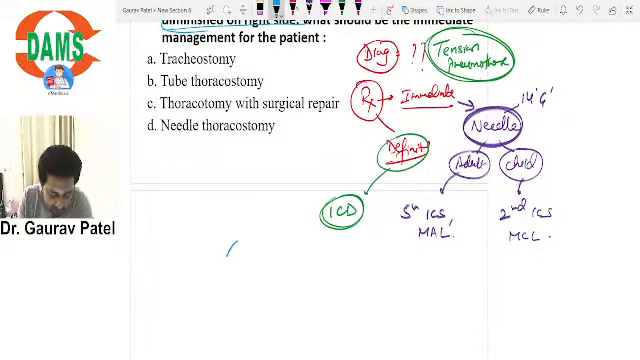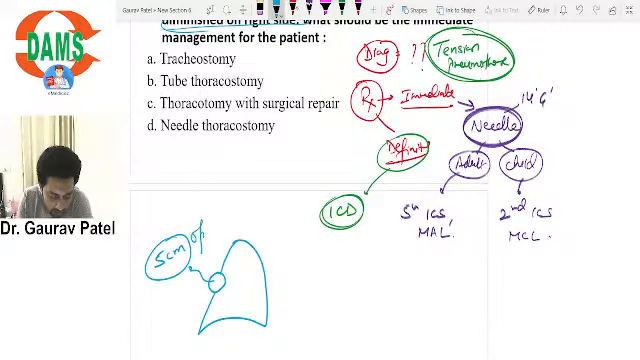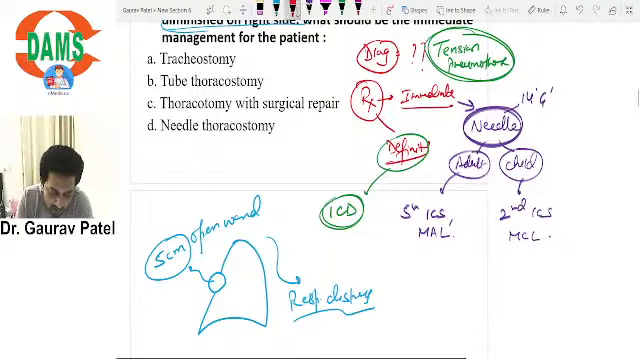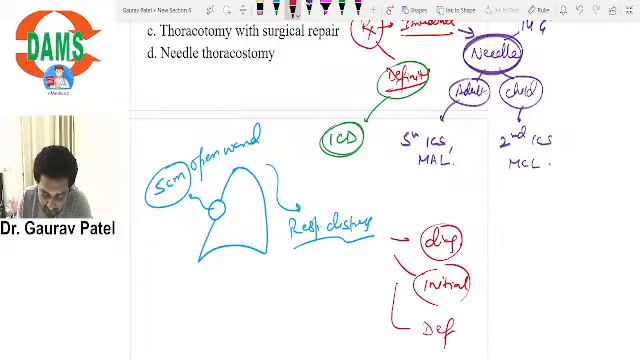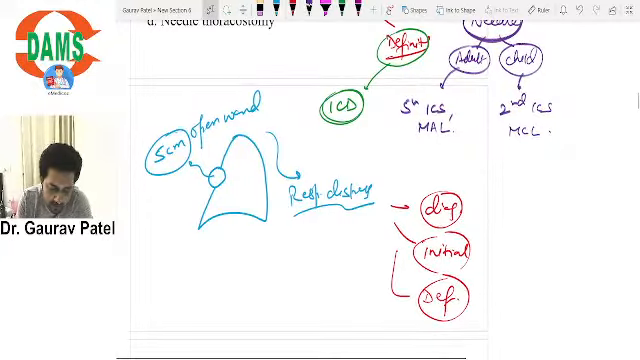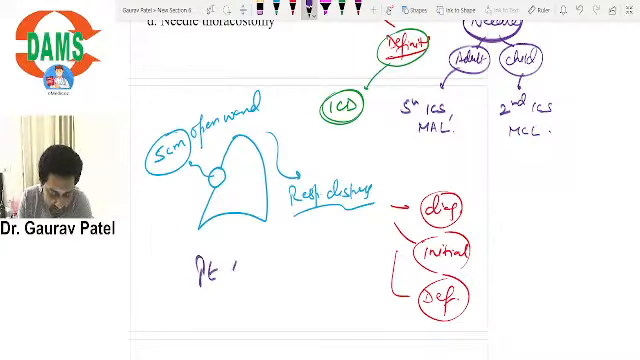Okay, suppose a patient comes with an open wound on the chest wall. There is a 5 centimeter open wound and the patient is having respiratory distress. Now if I ask you what is the diagnosis, what is the initial treatment and what is the definitive treatment? Tell me for this patient X.